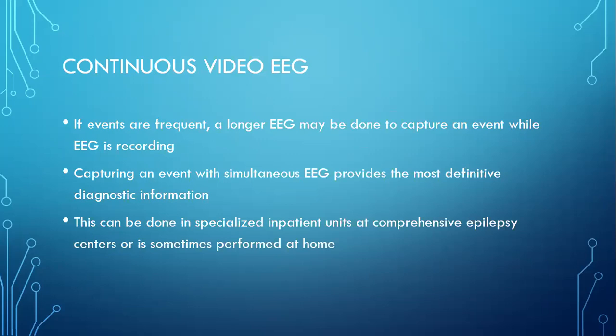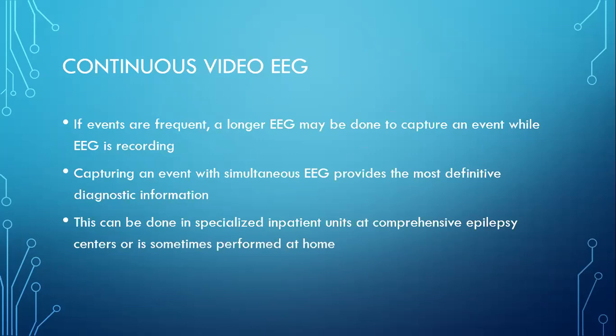This is useful if a person is having very frequent episodes, where we can maybe catch one while the EEG is recording. Then the EEG is not really a snapshot, it actually catches the episodes, and we can look at the brain electricity during the seizure, and that can definitely nail down the diagnosis and give us more information about the person's seizures.